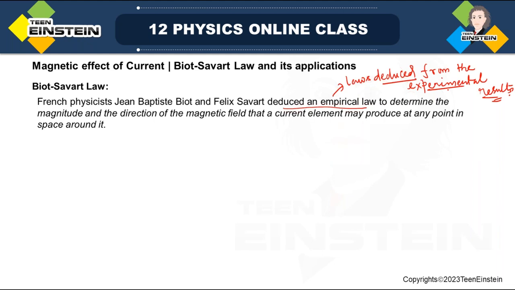So Biot and Savart actually analyzed the experimental data of the magnetic effect of current several times through their experiment, and from the experimental result they gave an empirical law that is called Biot-Savart law. Using that law, we can determine the magnitude and the direction of the magnetic field that a current element may produce at any point in space around it.